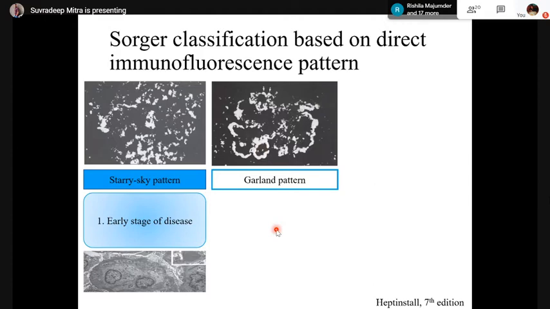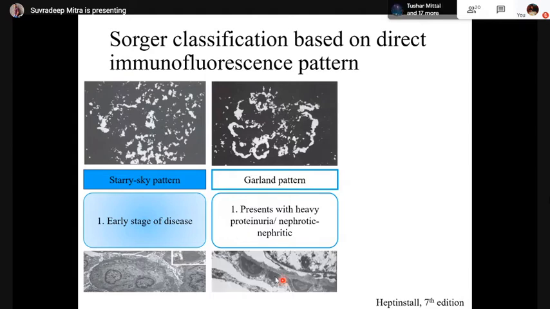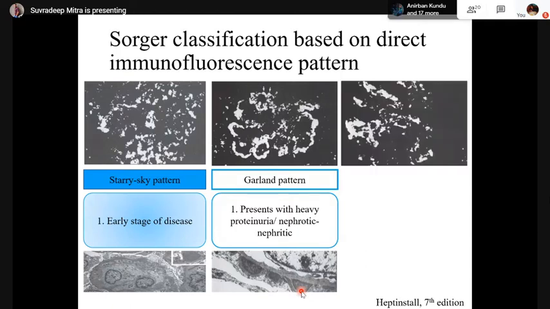So this is known as the garland pattern, and usually this kind of deposit, because it involves a very large area of the glomerular basement membrane, presents with heavy proteinuria and not really the classical nephritic picture, but rather a mixed clinical presentation, nephritic and nephrotic. And you tend to see subepithelial humps, but they are very often found. If you look at the density of the deposits, they are almost continuous even at the electron microscopic level.